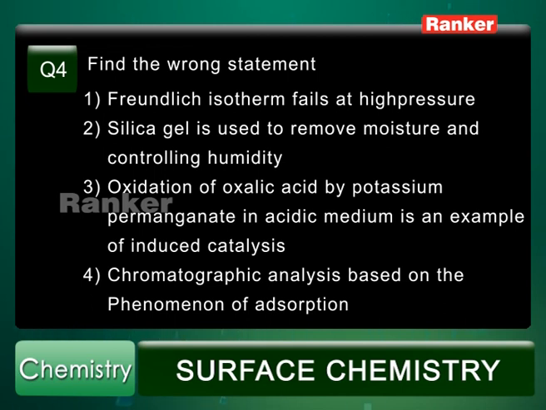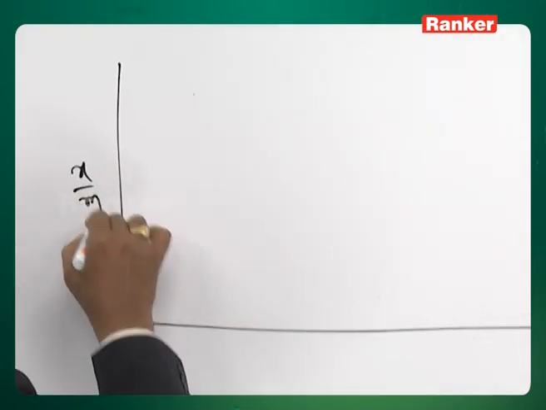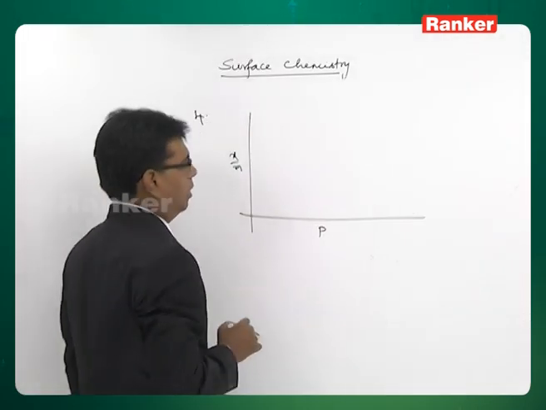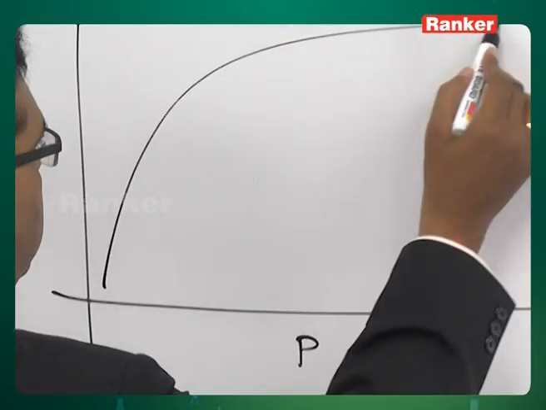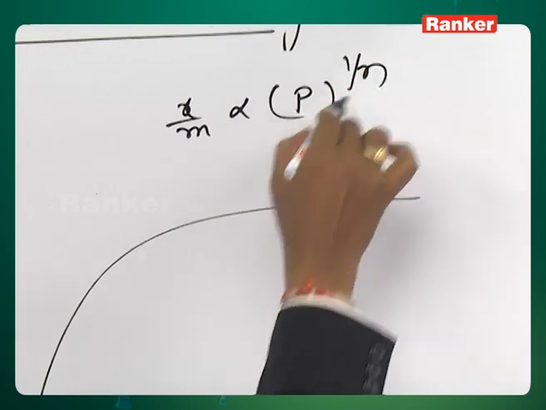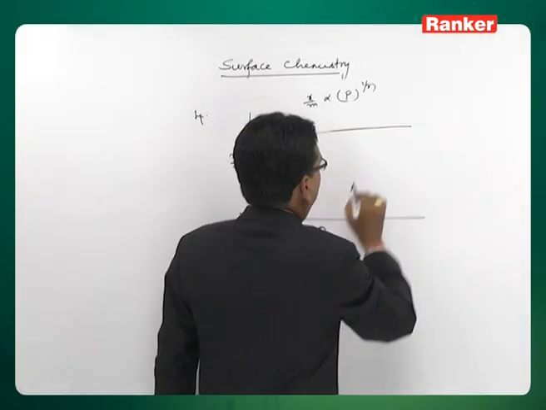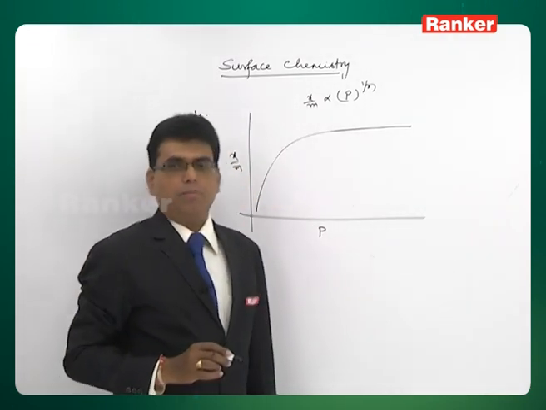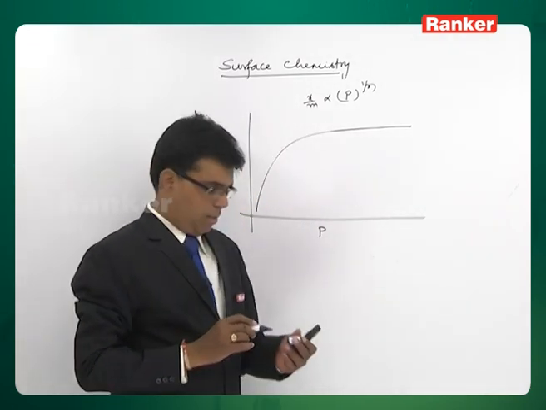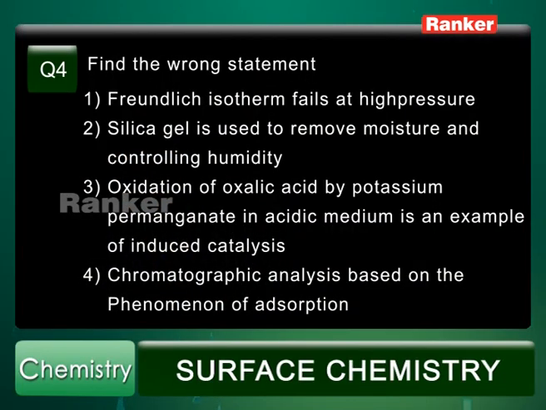First option is Freundlich isotherm fails at high pressure. Freundlich isotherm is the one where we draw x by m versus p. When you draw a graph, you get a curve like this, and this is what we say: x by m is proportional to p power 1 by n, and at high pressure you will get almost a constant value. So, here it won't distinguish at high pressure.